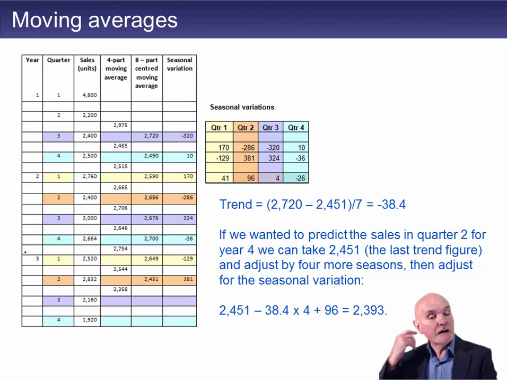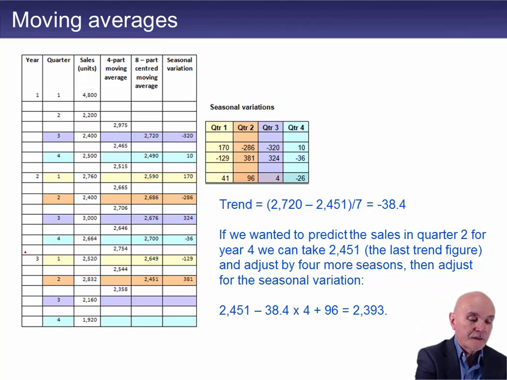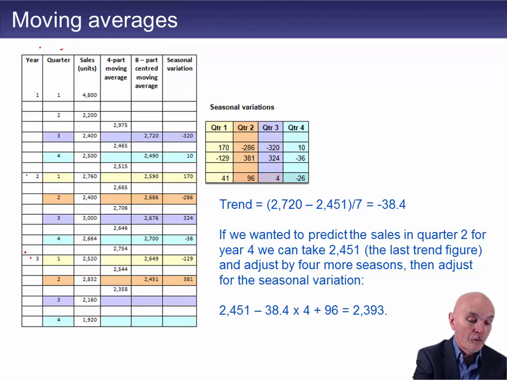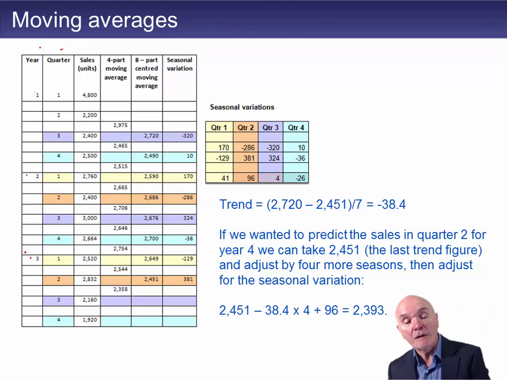So here we have a very quick little example. What we've got in the first two columns is what I would call the raw data. We have got 3 years, and in each year we have 4 seasons, 1, 2, 3, 4, 1, 2, 3, 4, 1, 2, 3, 4. So we've got 3 years' worth, we've got 12 readings in here.